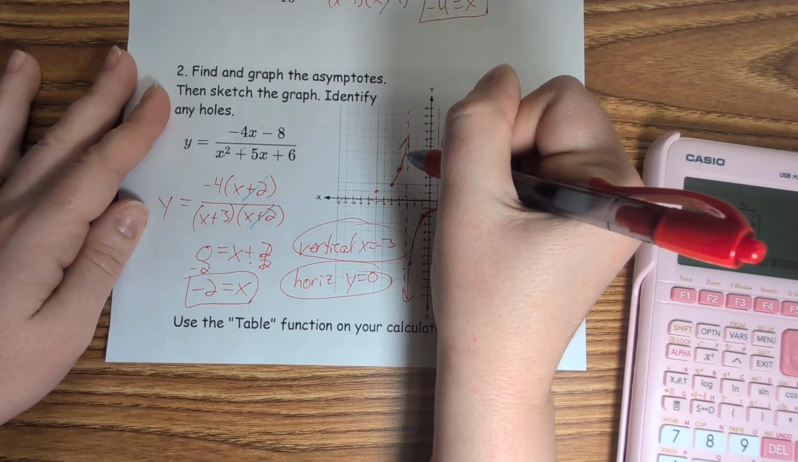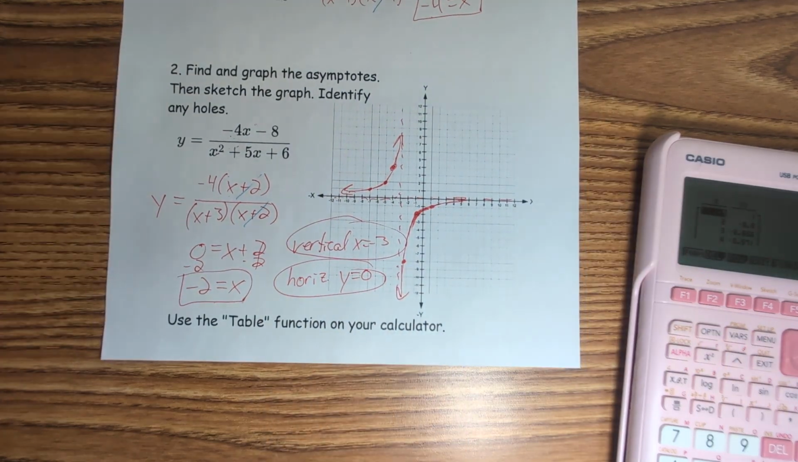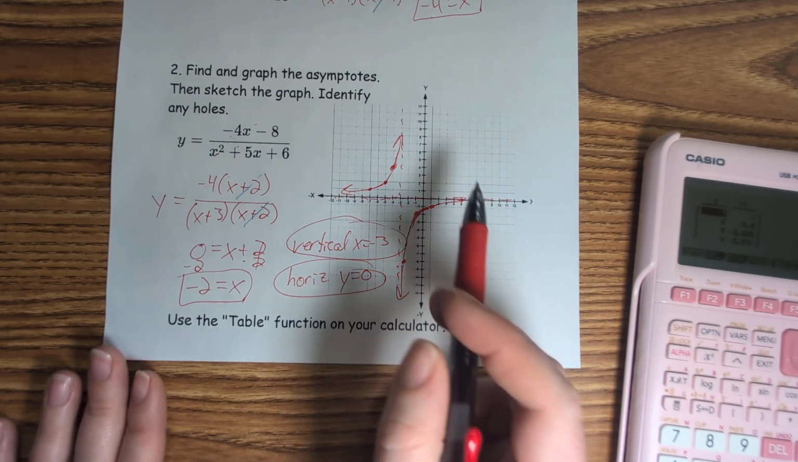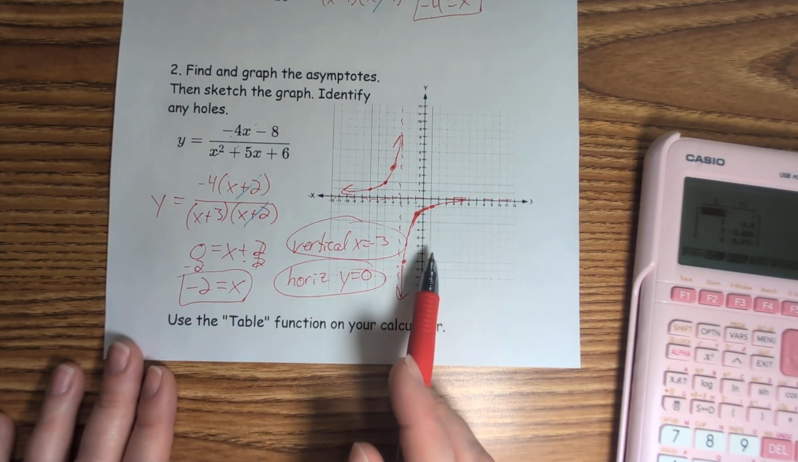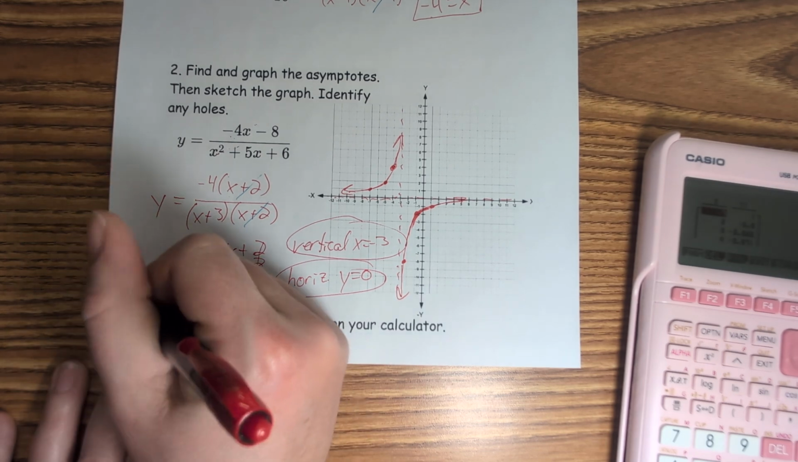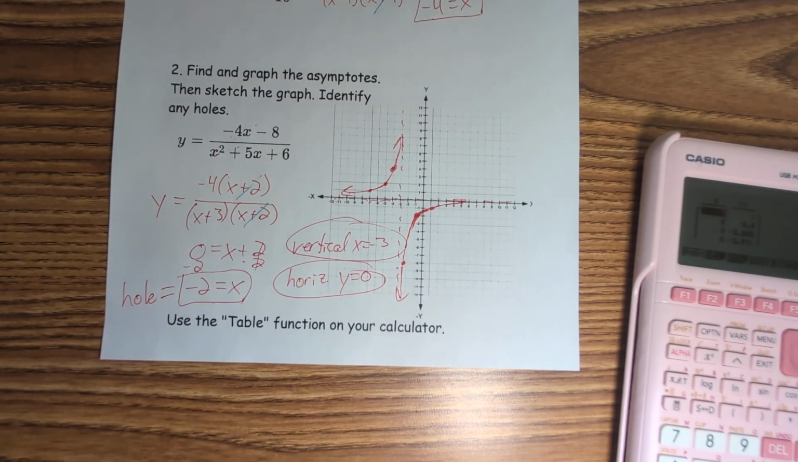And really, 3 points, something like this is enough. And I've got a great example of my graph. I have identified the asymptotes. I sketched the graph. I identified the hole. I can write what that is. That's the hole. And that is it for now.